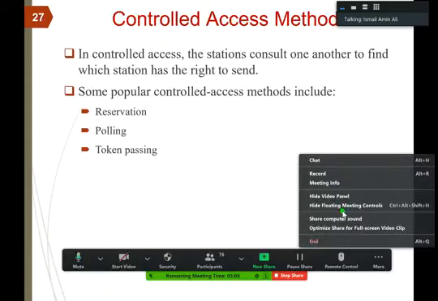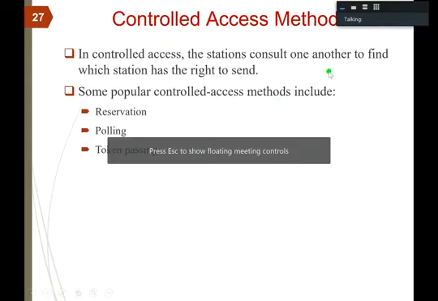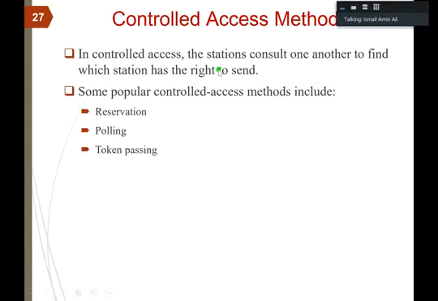So we have the other method which is called the controlled access method. In this method, the stations consult one another. In random access, there is no controller. Everyone, all the stations have the same role. There is no difference. But here, they have to consult one another to find which station has the right to send. We have these methods: reservation, polling, and token passing.